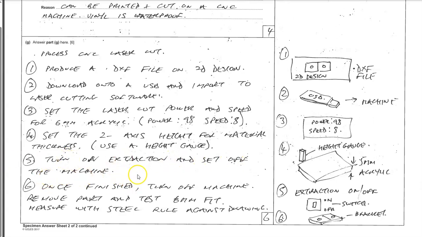That's a safety point. Number 6, once finished, turn off the machine, remove the part, and test the 6mm fit and measure it with a steel rule against the drawing. So then I've got bracket, and I would talk about testing that with a steel rule and drawing. That's basically it for a whole paper. I will do a few more.